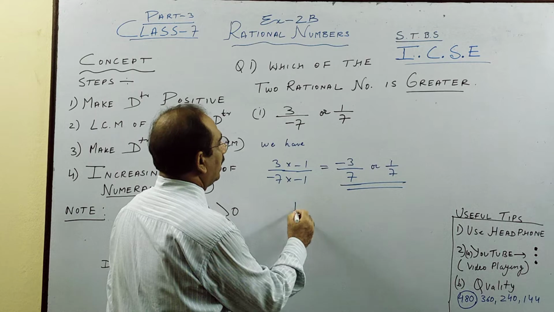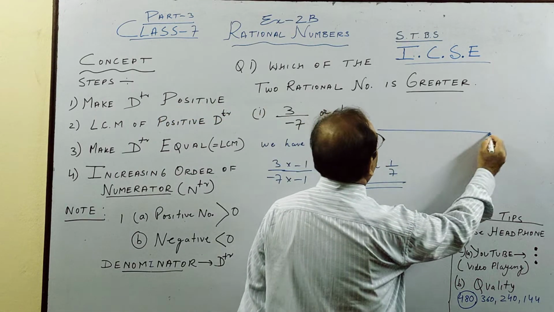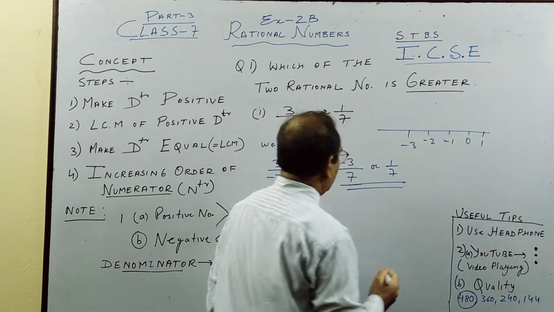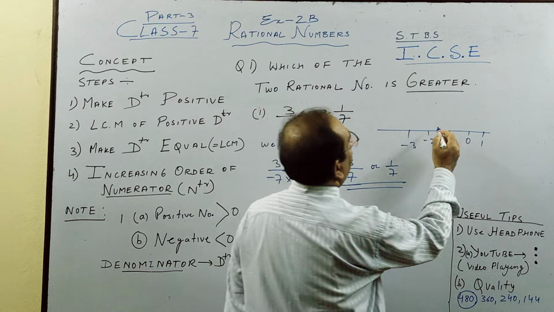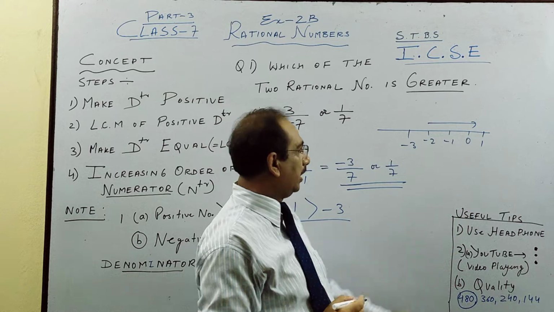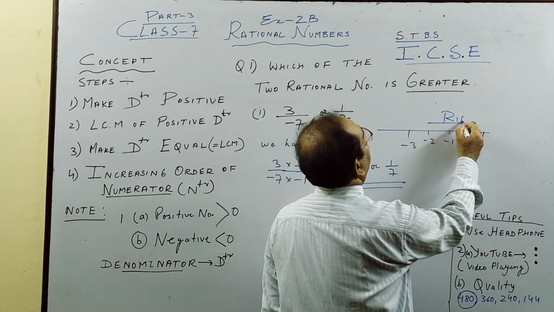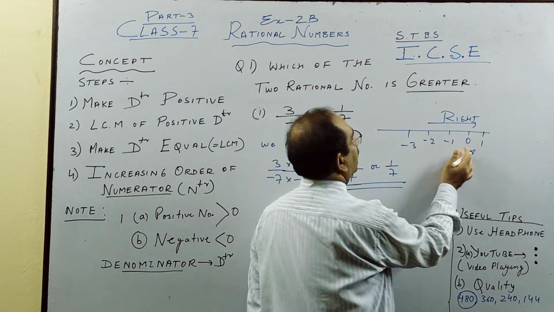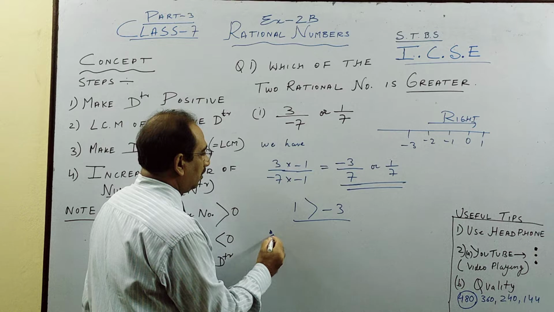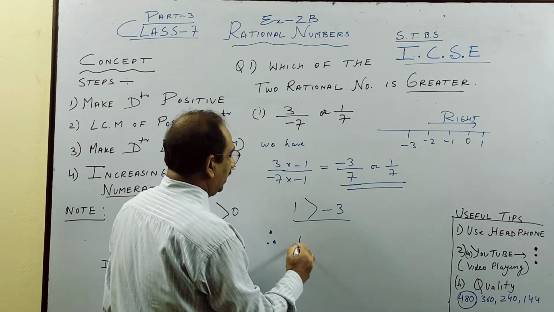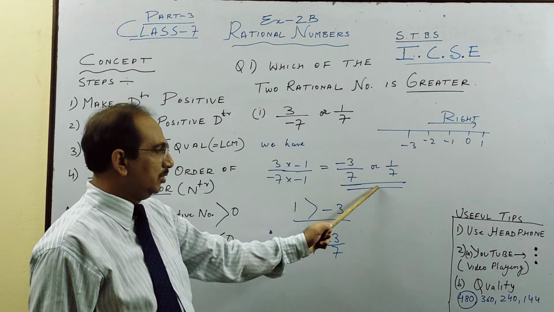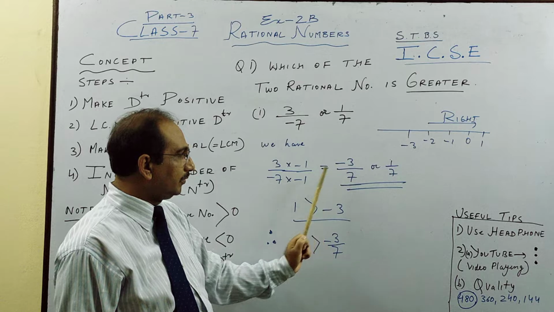So finally we see, on a number line, -3, -2, -1, 0, 1. As I taught you earlier, 1 is greater than -3. The numbers to the right are greater than the numbers to the left. So 1 is greater than -3. Therefore, 1 by 7 is greater than -3 by 7.